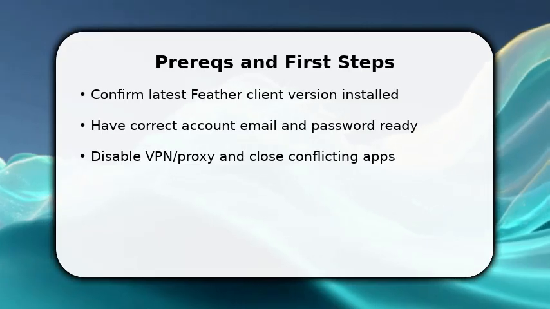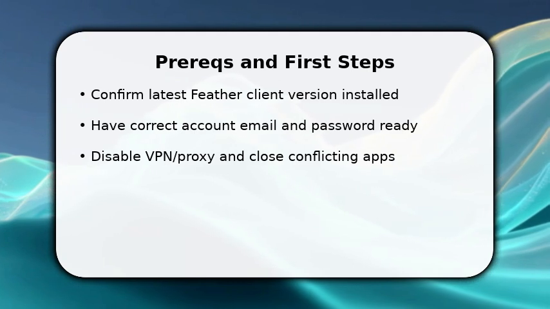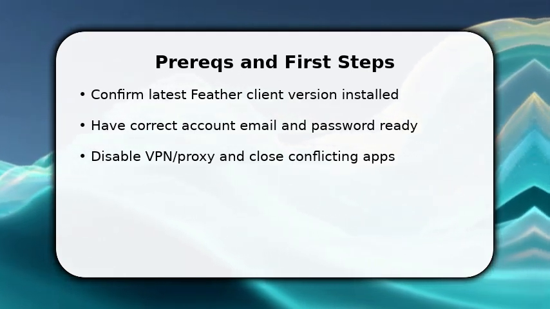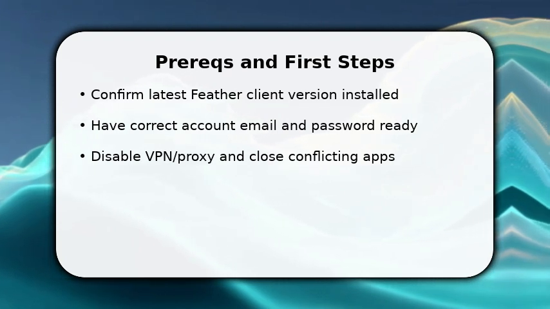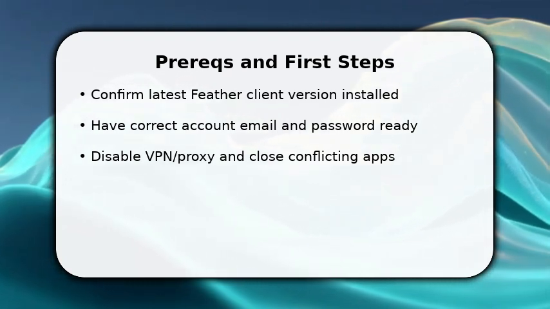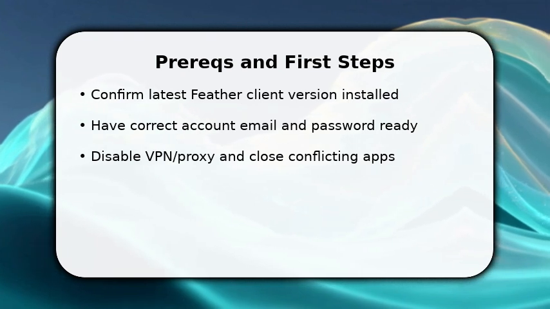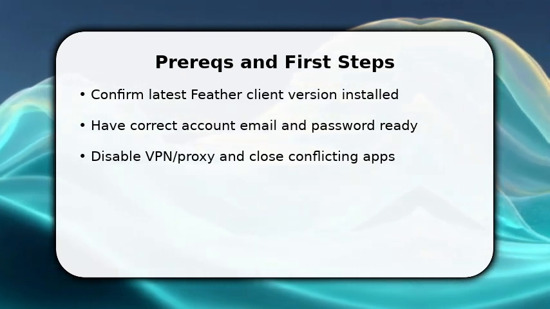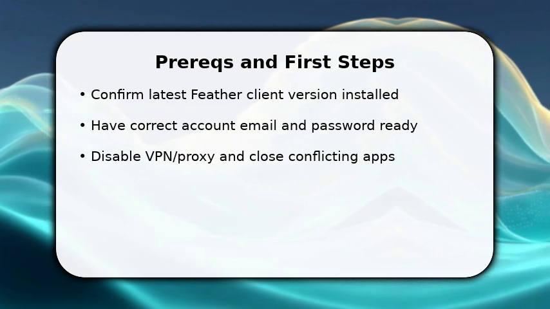You start by confirming the Feather client is up to date. Outdated builds often break auth flows. Once done, verify you have the exact account, email, and password ready, because typos look like server failures. Make sure VPNs or proxies are off and close apps that alter network stacks. They can block authentication tokens.